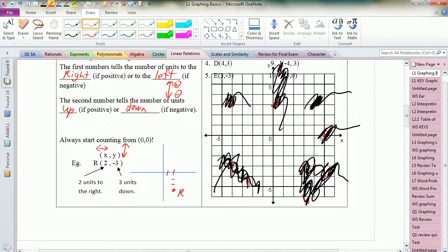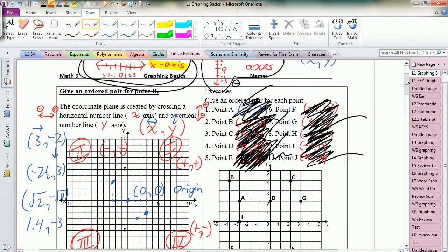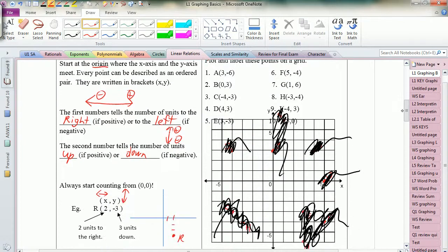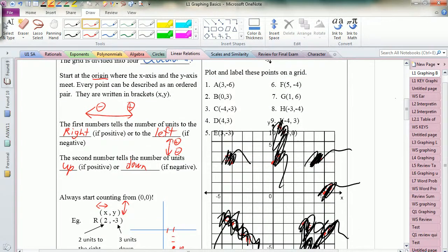So what I want you to do now is exercises on the right side of the page. Point A is at negative 3 for my x value, positive 2 for my y value. So that's what I'd write down for the answer. Bracket, negative 3, comma, 2, bracket. You must have the brackets. You must have the comma. Any questions? Okay. Then for the second part, down below, I give you the point.